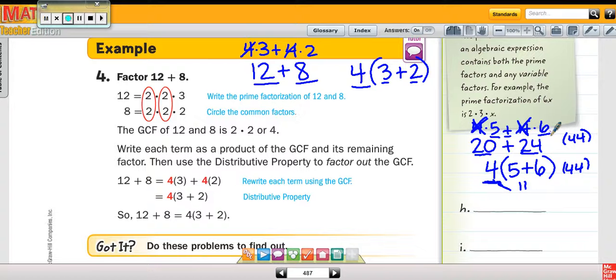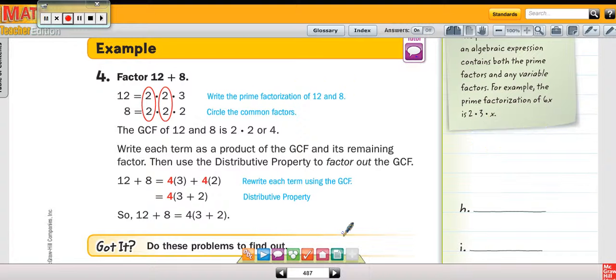Let's try another one, see if it helps, okay? Let's do 14 plus 28. What's the greatest common factor of 14 and 28? Elizabeth? 7. 7 is a common factor, but what's greater? 14. So this would be 14 times 1. This would be 14 times 2.